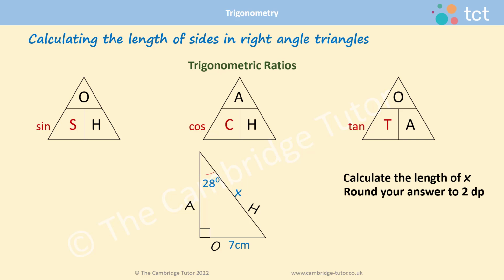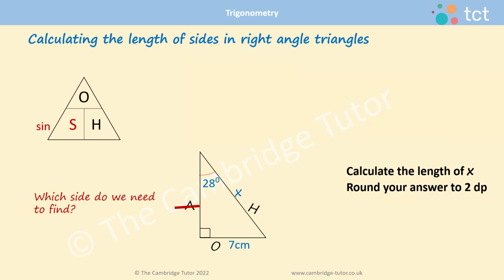Here's one the same as that for you to try. Pause the video, press play when you're ready. The triangle is labelled. Which side isn't needed? We have the opposite. We're looking for the hypotenuse, so we can get rid of the adjacent. And we're left with the sine key. Which side do we need to find the value of? We're looking for the value of the hypotenuse, so we cover that up. Now in the calculator, we need to put in the opposite and divide it by the sine of the angle.